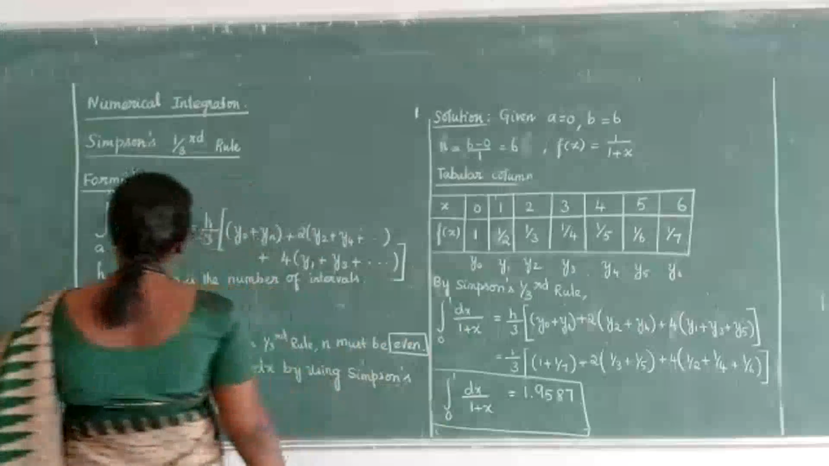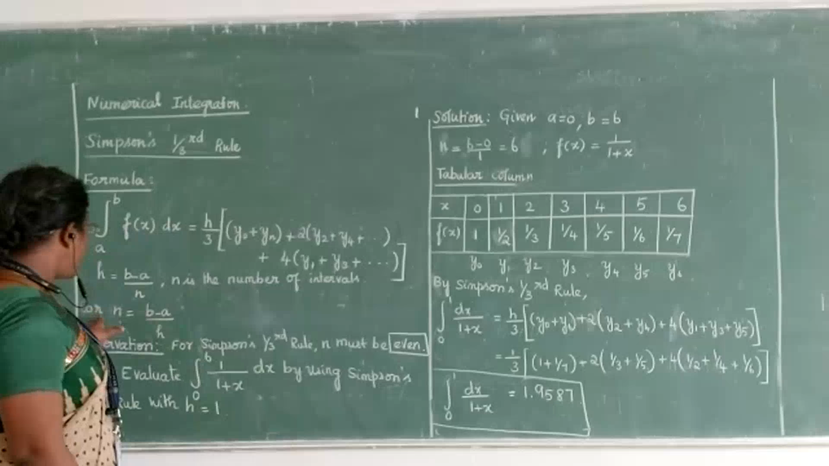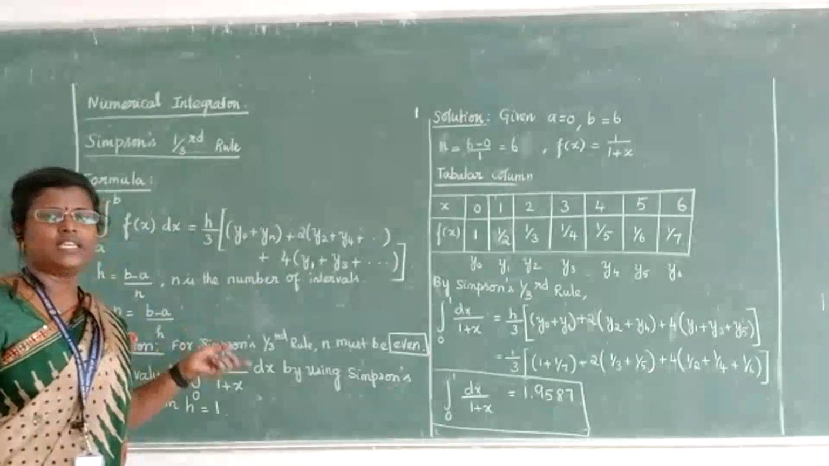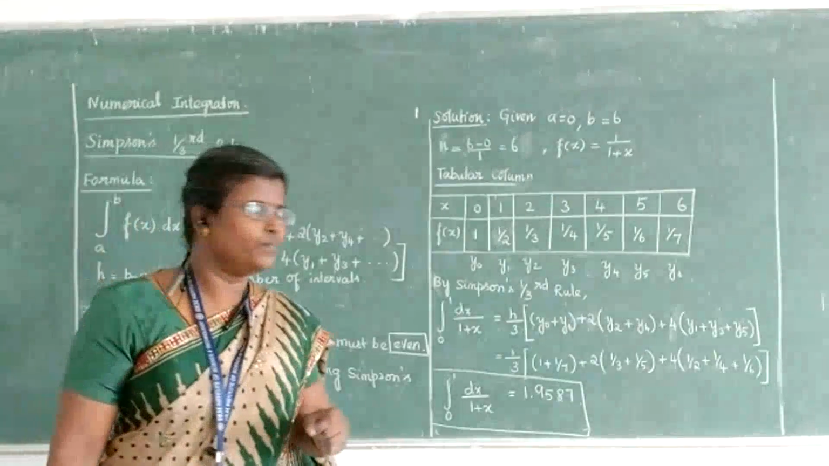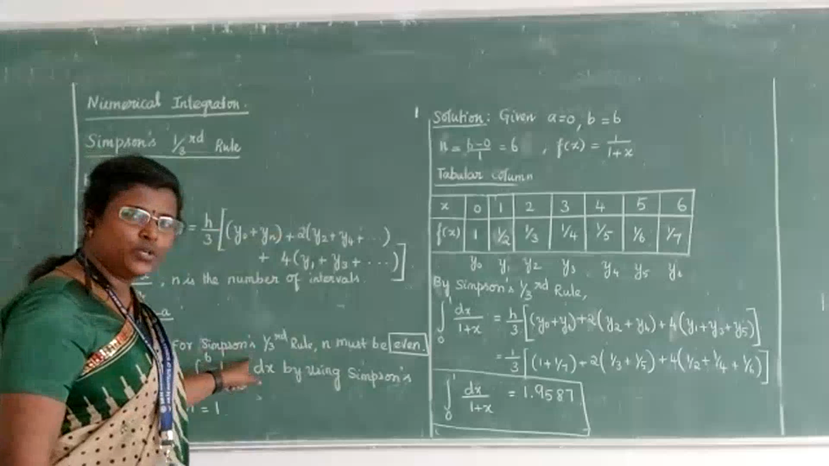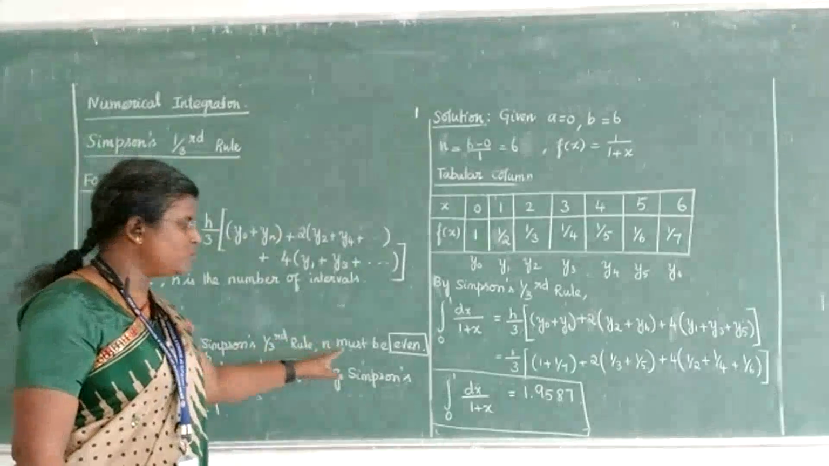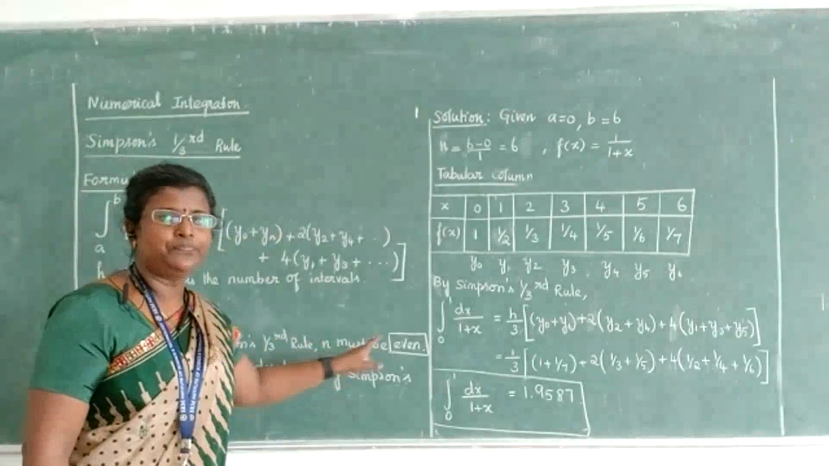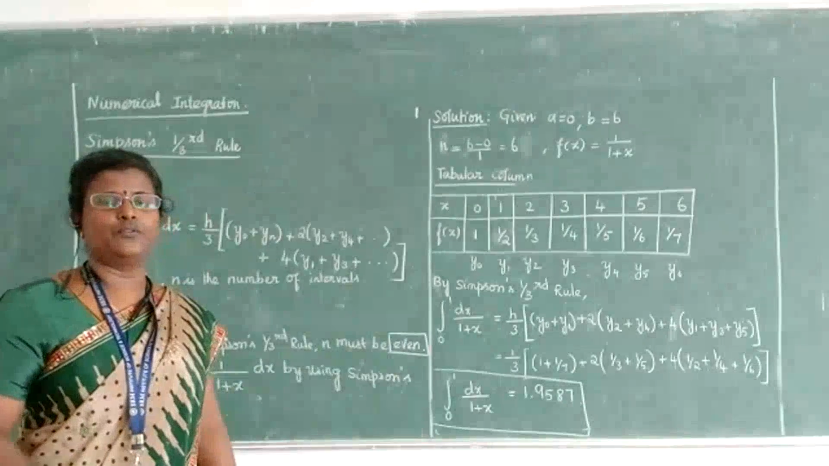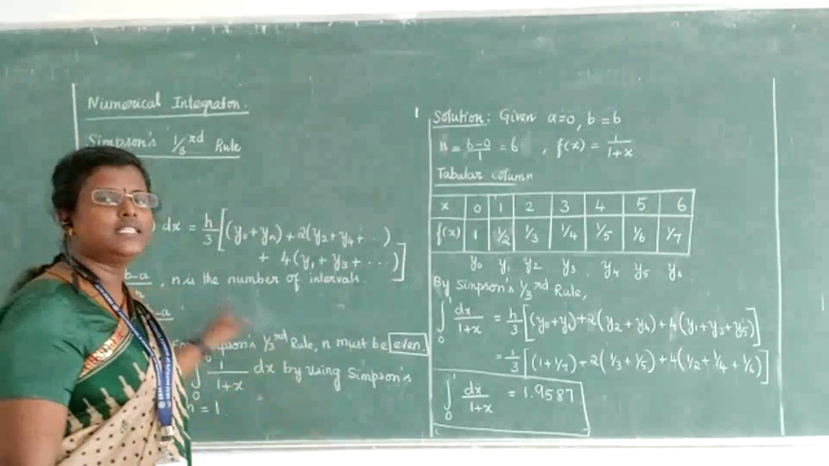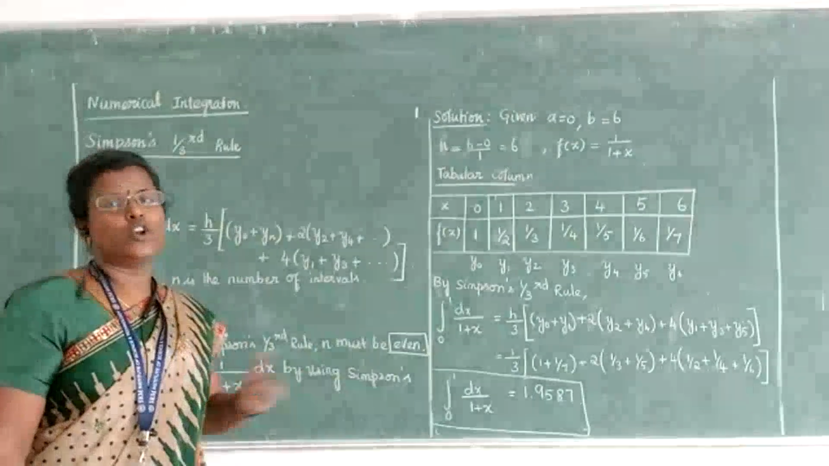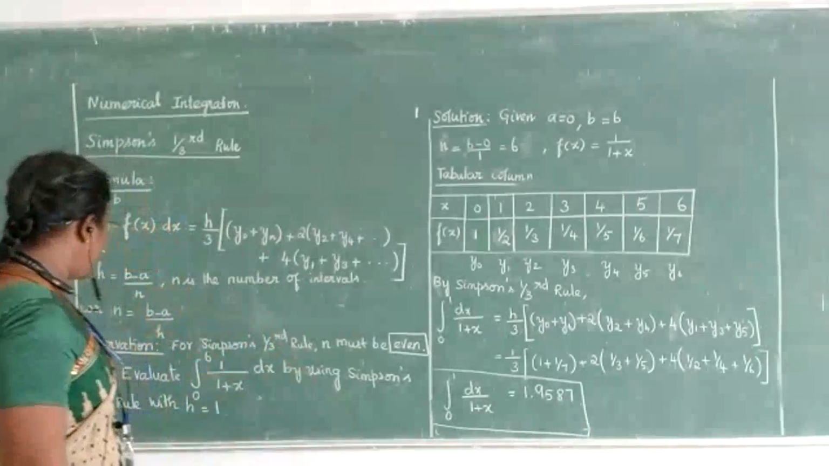Here also h is (b minus a) by n, or n is (b minus a) by h. Here is one more observation you need to know. For using Simpson's 1/3 rule, you must take n to be an even number. If it is an odd number, Simpson's 1/3 rule is not applicable.